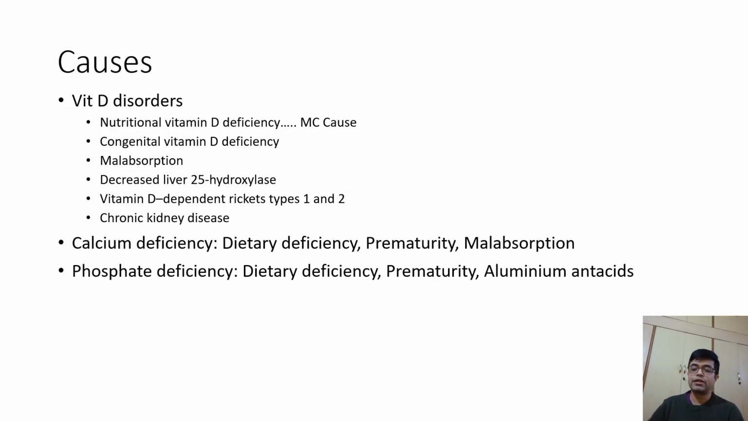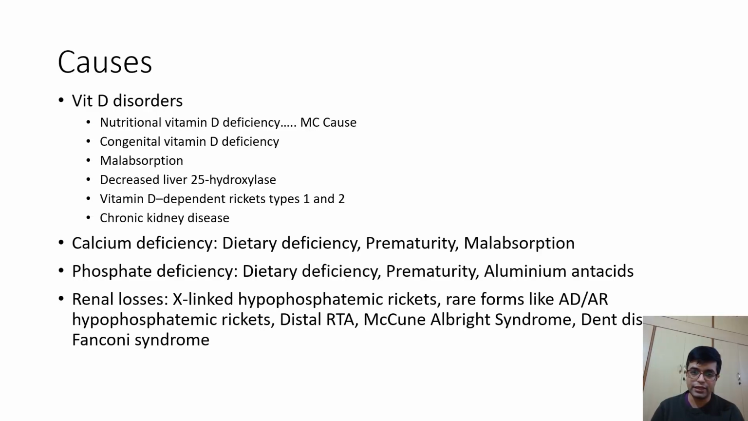Phosphate deficiency can occur due to dietary phosphate deficiency. It can occur in premature children, and aluminium abuse, overuse of aluminium antacids, can produce phosphate deficiency. It is a statement-based question asked in the PGI exam. Old, of course, PGI question, but can be asked in NEET entrance as well.